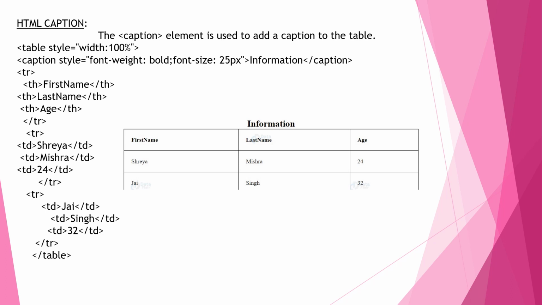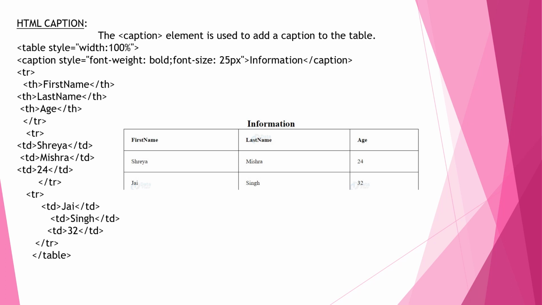The example includes the HTML style with width equal to 100%. The caption style includes a font weight of bold and a font size of 25 pixels, and you'll close the caption. Then you'll open TR, that is the table row. The first table row will have the table headings: first name, last name, and age, and you will close the table row, similarly to the previous example.